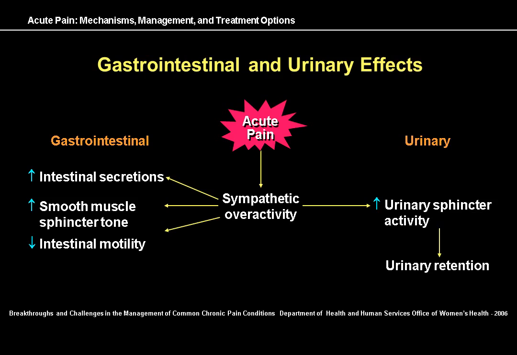In the urinary tract system, the increased sympathetic tone will increase the activity of the urinary sphincter with urinary retention and further abdominal distension.